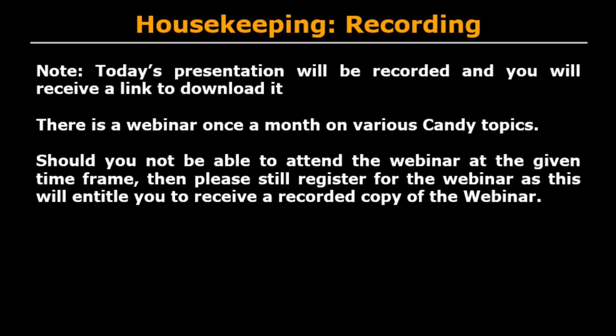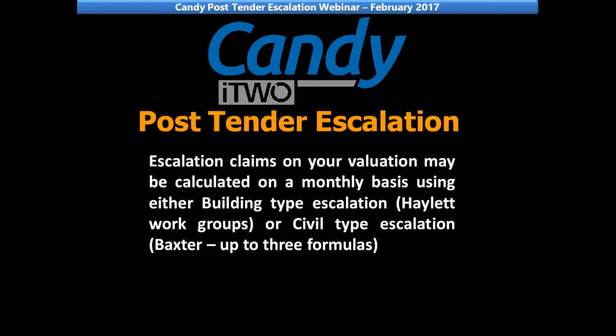Let's get started. Alright, so Candy's post-tender escalation. Escalation claims on your valuation may be calculated on a monthly basis using either the building type escalation, our Haylett formula, or civil type escalation, our Baxter, where you have up to 3 formulas.